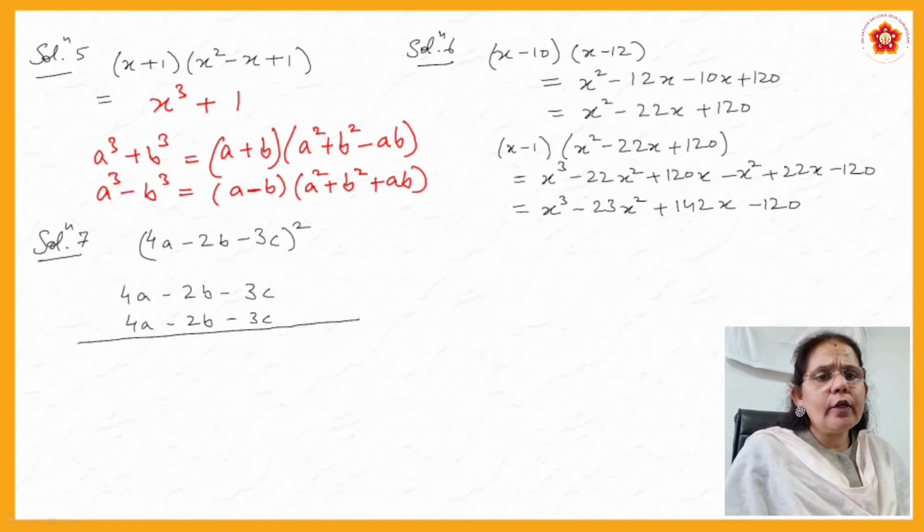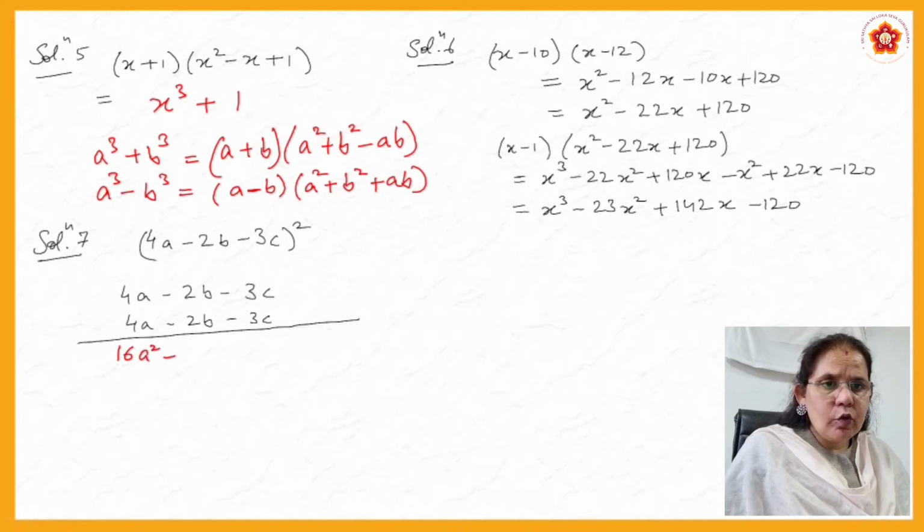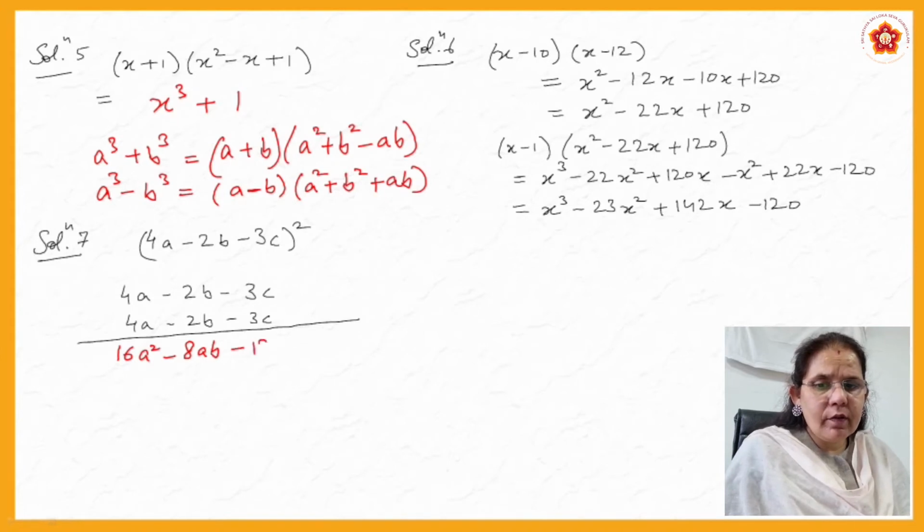I have put it here, and now each term can be multiplied. Let's see, you can do it from this side also, not necessarily always doing it from the right hand side. Let me do it from here. 4 into 4 is 16a square, minus 4 2s are 8 ab, plus minus is minus, 4 3s are 12 ac. Same way, multiply minus 2b with each of the 3 terms and see what do you get.